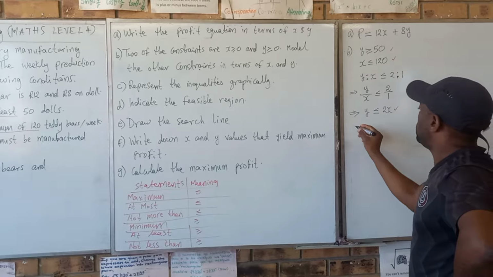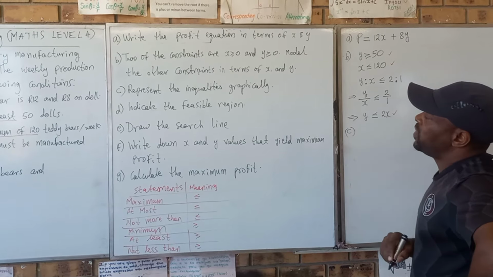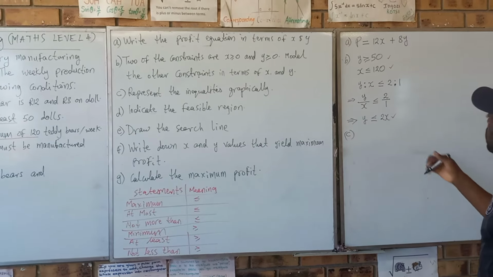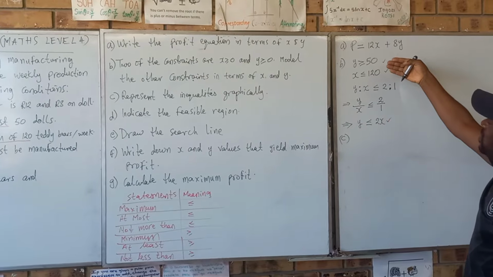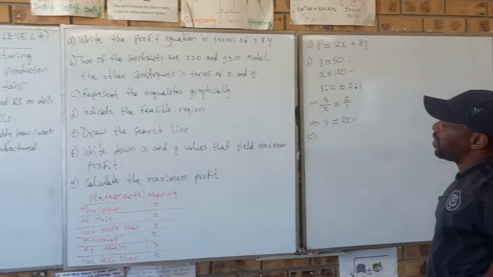We can then go to C, which says we should represent the inequalities graphically. So we've got 3 inequalities, so they expect you to get 3 lines.